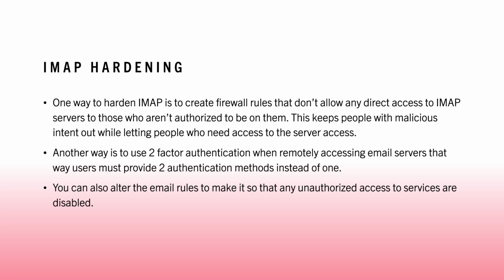Another way is to use two-factor authentication when remotely accessing email servers. That way, users must provide two authentication methods instead of one. You can also alter the email rules to make it so that any unauthorized access to services is disabled. Another way is to use the zero trust model to restrict users from accessing IMAP services without any sort of multi-factor authentication.